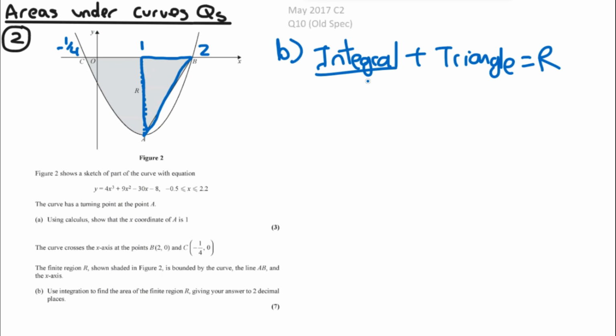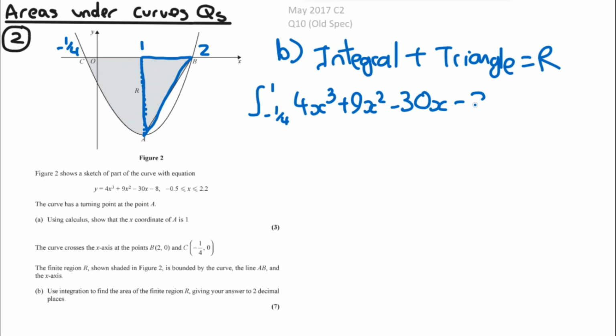Okay, so let's start with the integral. We're going to do it from minus a quarter to 1. So the integral is going to be from minus a quarter to 1 of this equation here, which is 4x to the power of 3 plus 9x squared minus 30x minus 8 dx, and then we integrate each term individually.